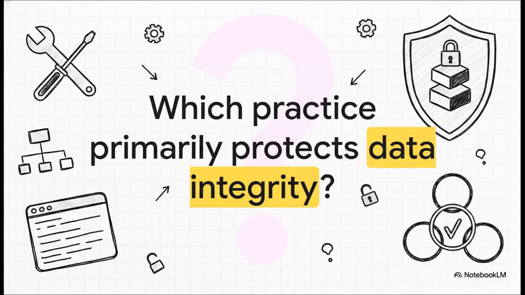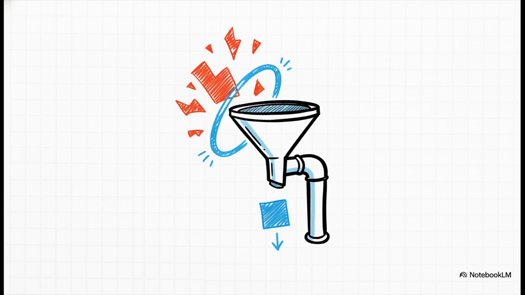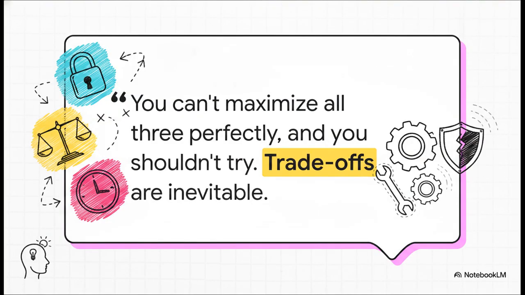Let's try scenario 2. Think back to the developer tools we discussed earlier. Which developer practice primarily protects data integrity? The answer is input validation. By ensuring only correct, properly formatted data enters your system, you protect its integrity. Just as a quick refresher on the other tools we covered, TLS and encryption handle confidentiality, while load balancing and redundancy handle availability.